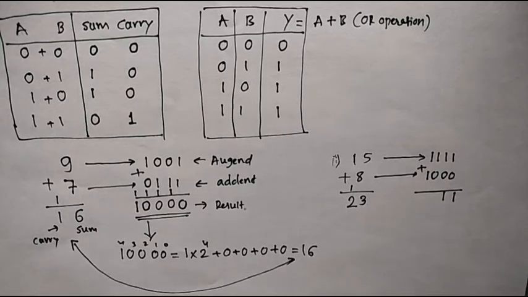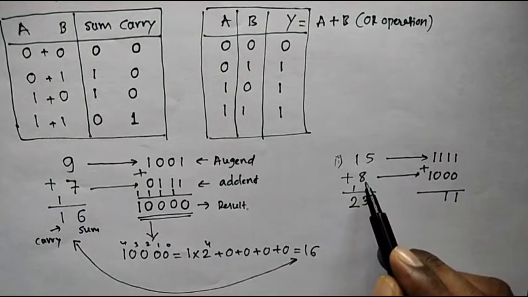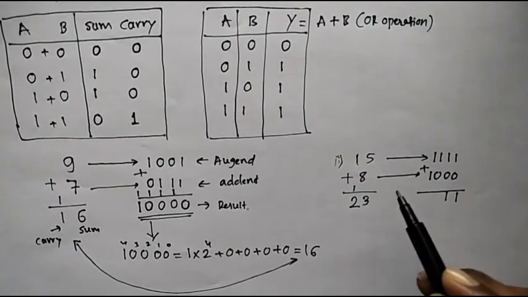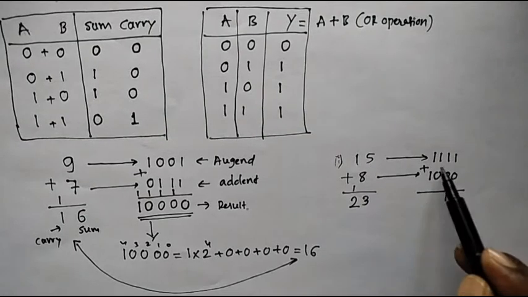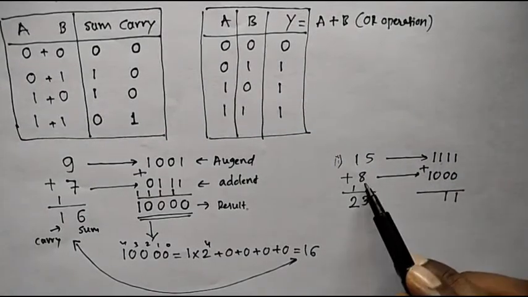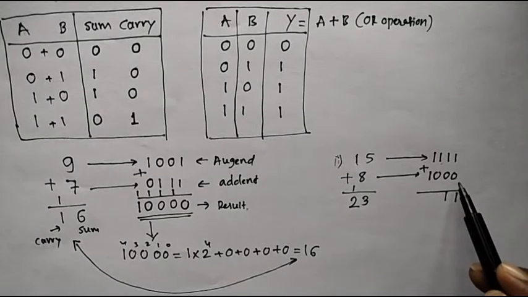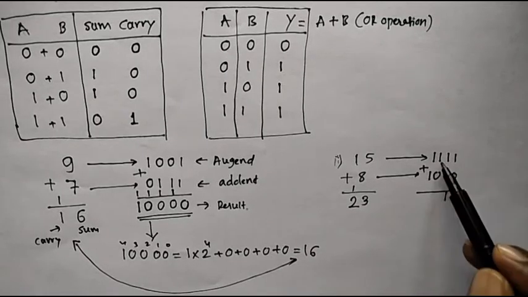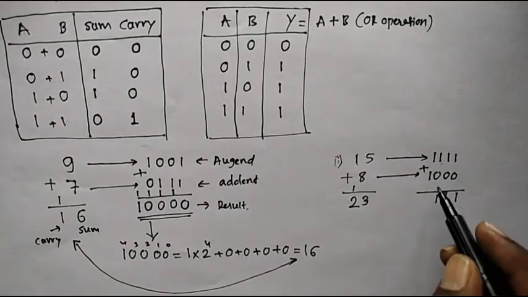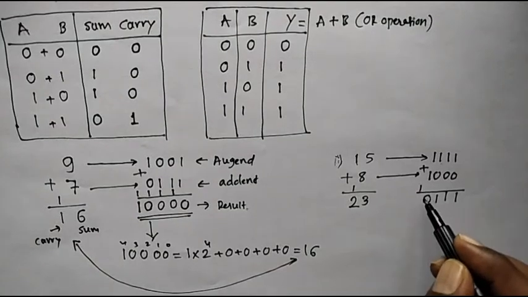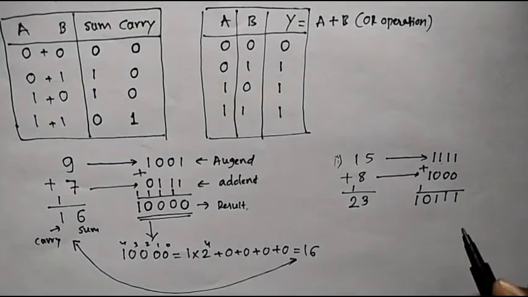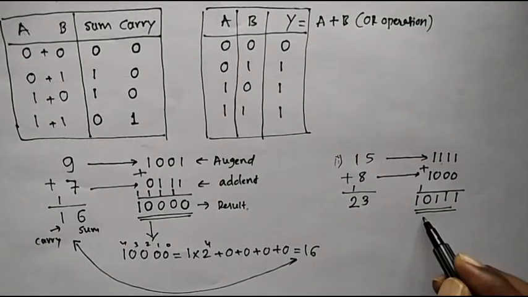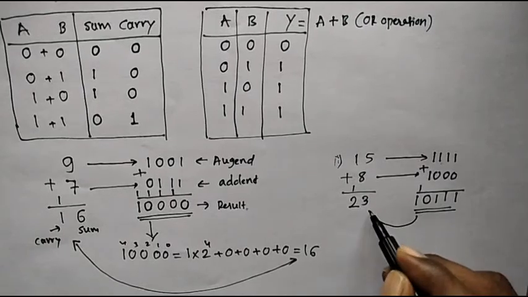Let's take one more example. Let's add 15 with 8 in decimal. We will get it as 5 plus 8, 13, carry 1, 23. Represent 15 in binary, that is 1111. 8 in binary as 1000. When we add 1 with 0, we'll get 1. 1 plus 0, 1. 1 plus 0, 1. 1 plus 1, 0 produces sum as 0 and carry is 1. That is nothing but 1. So this is the result of binary addition. When we convert this into decimal, we will get 23.